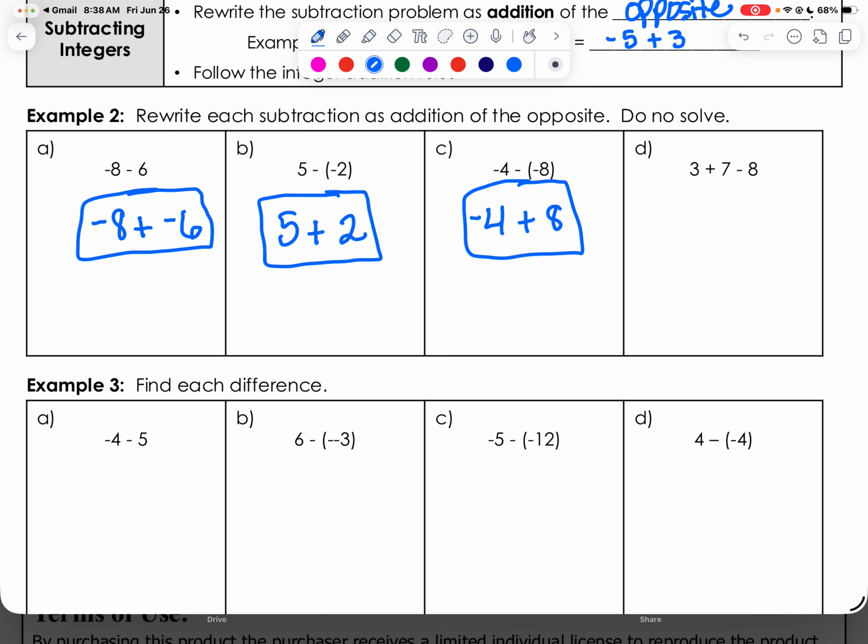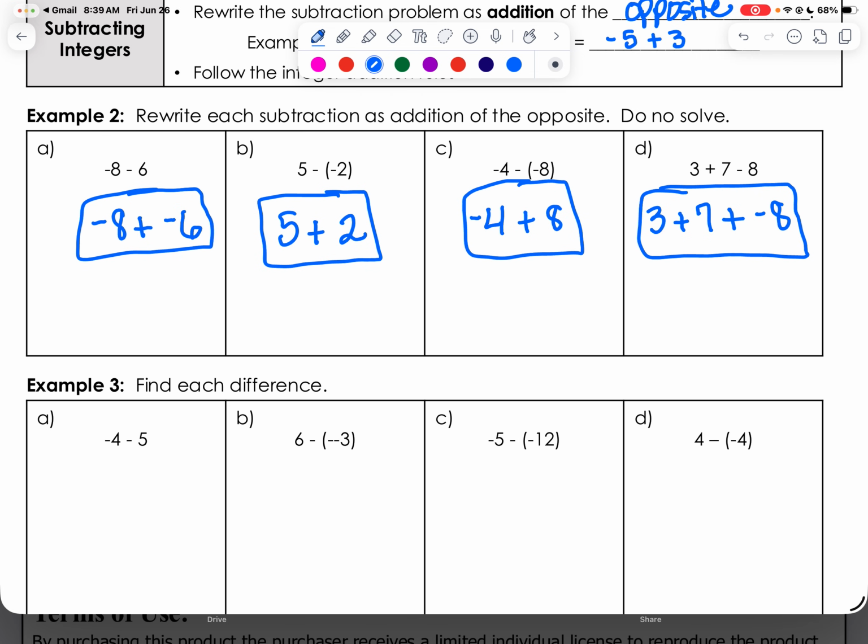Now, problem D combines plus and minus. So when we rewrite this, we only rewrite subtraction. So I'm going to keep the 3 plus 7 the same because it's addition. But we have to rewrite subtraction as addition of the opposite. So 7 minus 8 would become 7 plus negative 8. So now we have this written as an addition problem.